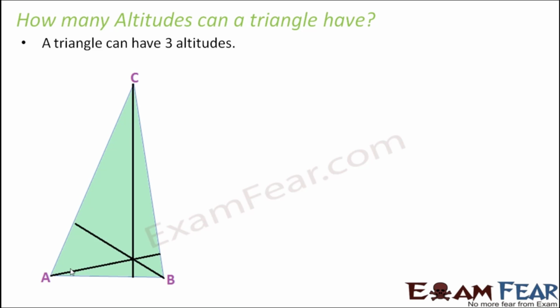So let us look at this triangle ABC. The altitude from A would be this perpendicular drawn on BC. Similarly, the altitude from B would be the perpendicular drawn on AC. Similarly, the altitude from C would be the perpendicular drawn on AB. So a triangle can have three altitudes.